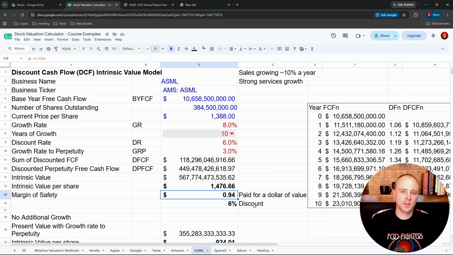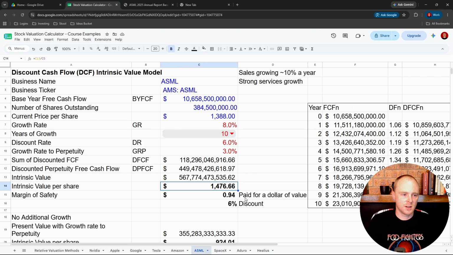So with where the current share price is at the moment, as of today, that is a pretty good indication that it's probably roughly around where its value would be. It doesn't appear to be way undervalued or extremely overvalued. It seems to be pretty close to around the money.